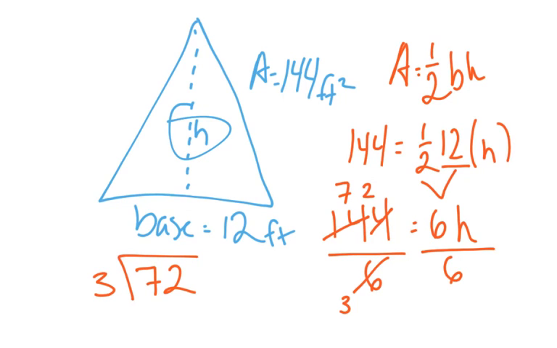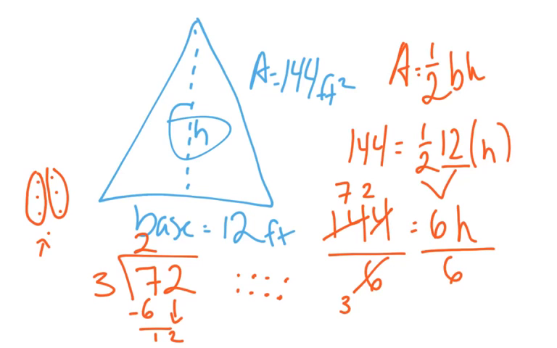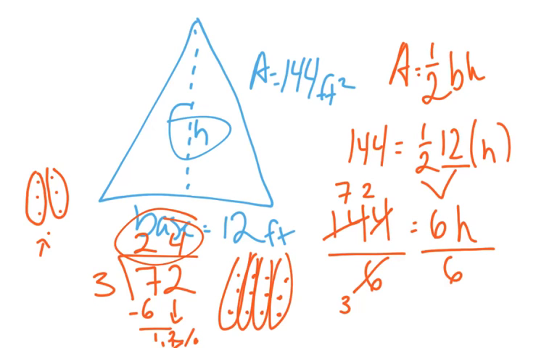3 goes into 7. Well, if I have 7 dots, I can make 2 groups of 3. All right, so it goes in 2 times. 3 times 2 is 6, with a remainder of 1. Now, if I have 12 dots, 1, 2, 3, 4, 5, 6, 7, 8, 9, 10, 11, 12. I can make how many groups of 3? 1, 2, 3, 4 groups of 3 with no remainder. That means that my answer is 24.